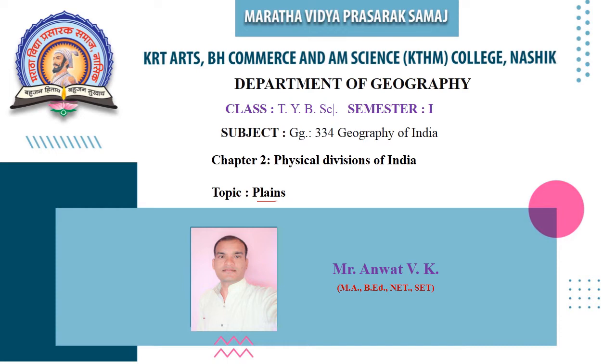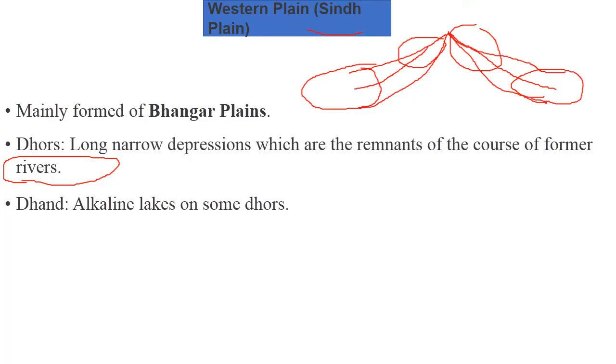Geography of India. This is our fourth paper, and the second chapter of this paper is Physical Division of India. Today we are going to focus on the plains of India. How does this plain region occur? Because of the northernmost part of India.